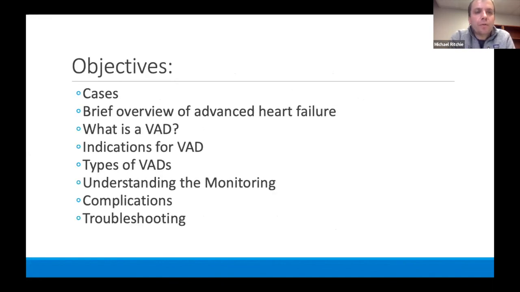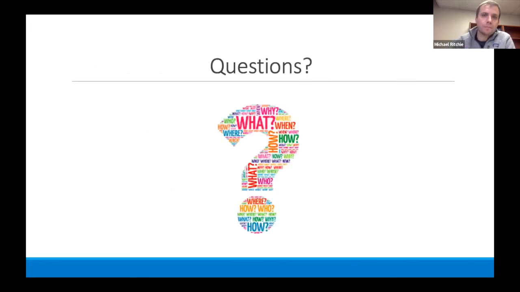So just to go back over the objectives, we did a brief overview of advanced heart failure: what a VAD is, the indications for a VAD, and the different types of VADs out there. We covered understanding the monitoring, the flow, the power, and the pulsatility index, looking at complications or patient presentations, using either the pump or the patient to develop a differential, and then troubleshooting how we can treat it and go forward from there. Any questions?